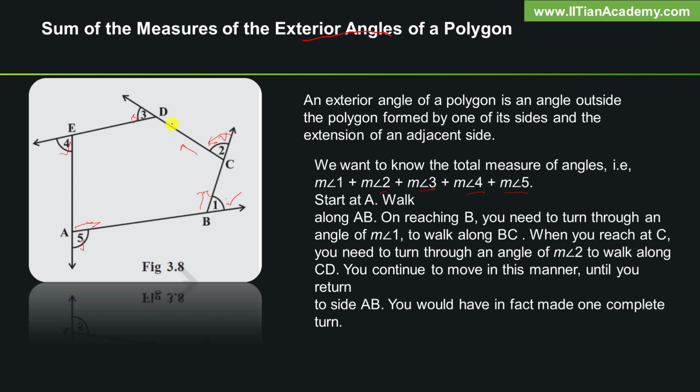You continue to move in this manner until you return to side AB. You would have in fact made one complete turn. Therefore, 1 plus 2 plus 3 plus 4 plus 5 equals 360 degrees.